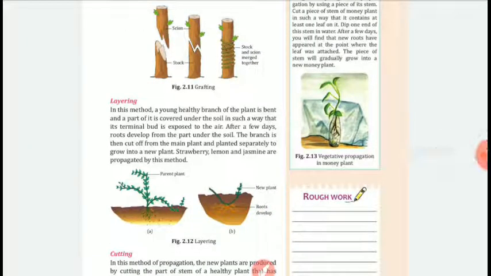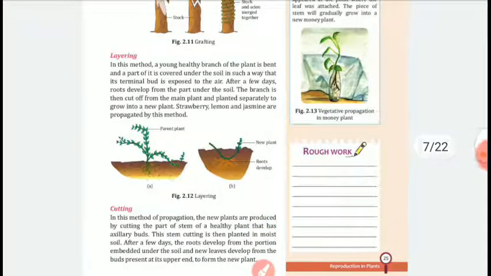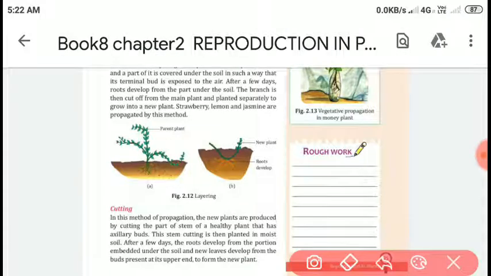Strawberry, lemon, and jasmine are propagated by this method. We can see in the diagram that a stem is lowered and soil is put over it, and it is then cut from here and a new plant is developed, which can be grown in different places.